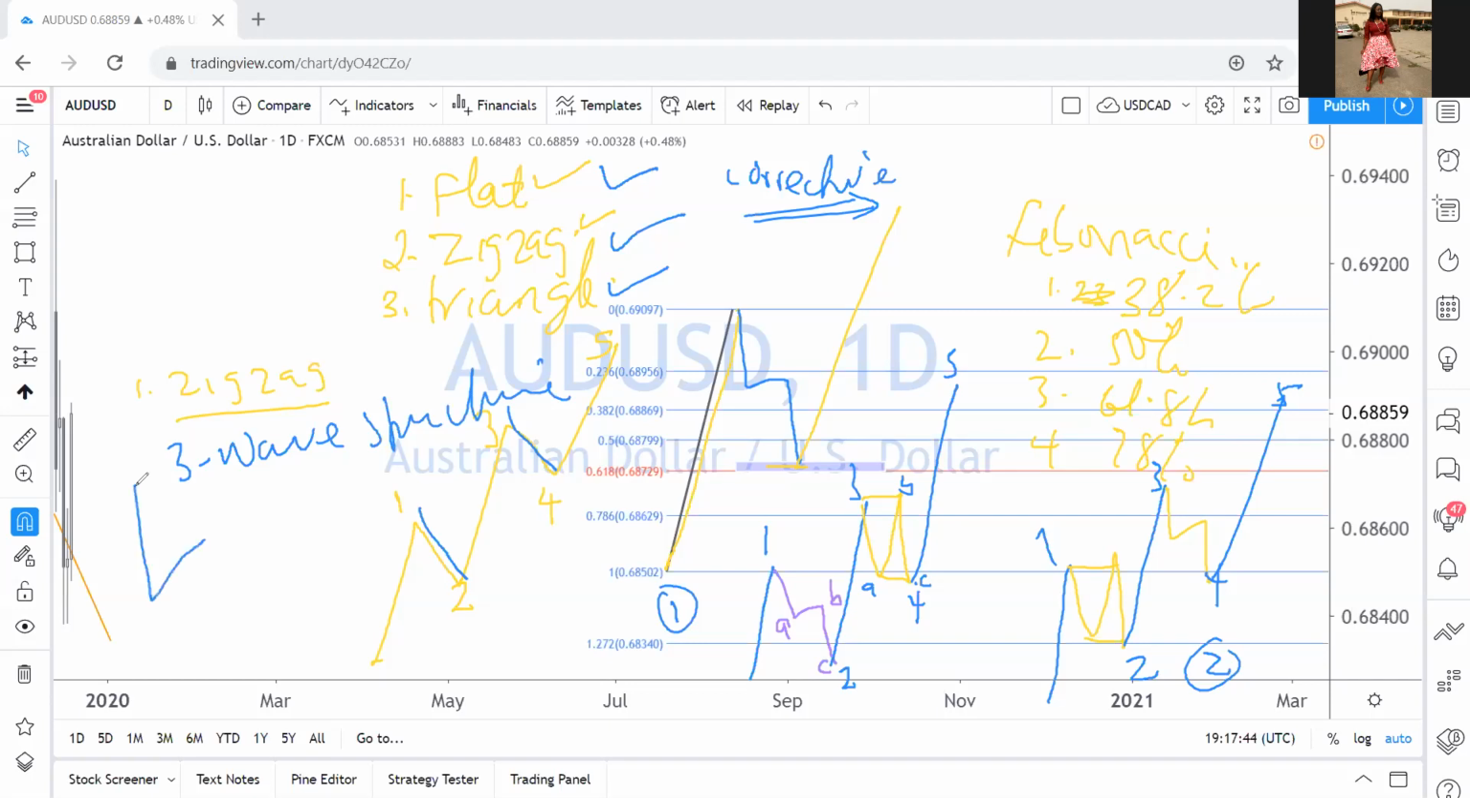This is the diagram of a zigzag. Can you see? A, B, and C. This is a 3-wave structure. And then, what is the internal wave connection of this 3-wave structure? You have to pay attention.